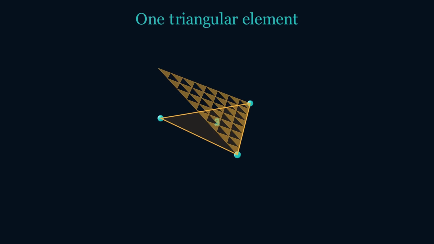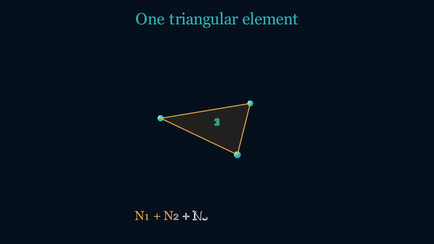Nodes 2 and 3 have their own tents, same shape, different peak. Three planes, each owning one corner. And just like in one dimension, the three tents add up to exactly 1 at every point inside the triangle. Partition of unity again, the same principle, one dimension higher. So any quantity inside the triangle, temperature, displacement, is just a flat plane through the three nodal values. Linear, simple, and exact for any straight variation. That's why it's called the constant strain triangle.